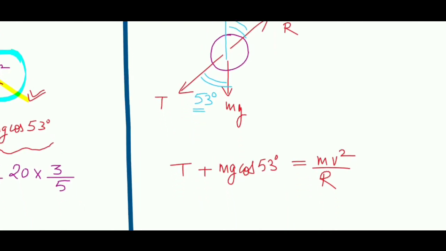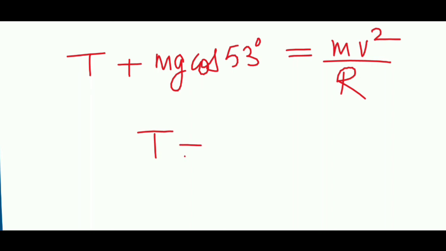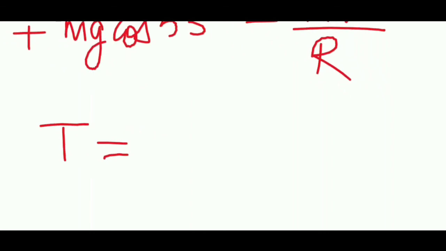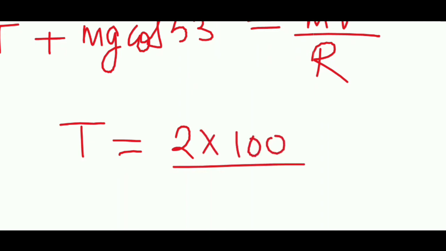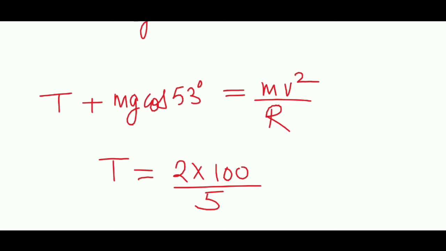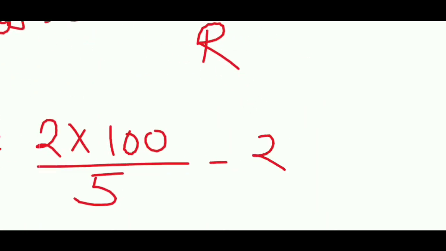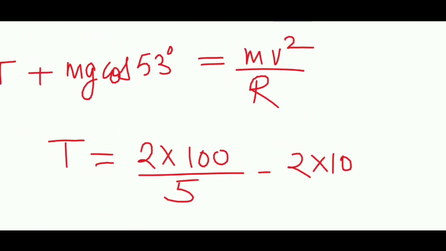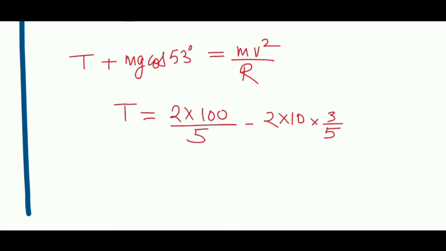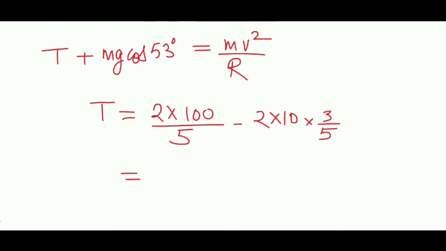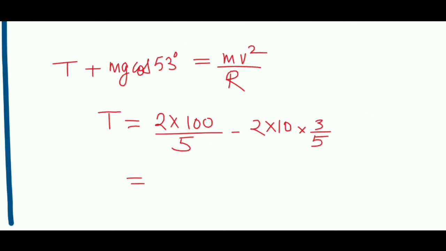I want the answer for tension. So tension will be mv square by r minus mg cos 53 degree. Mass is given as 2 kg, so 2 multiplied by 100 divided by 5, minus 2 into 10, multiplied by cos 53 degree, which is 3 divided by 5. Correct or not? Say yes or no.